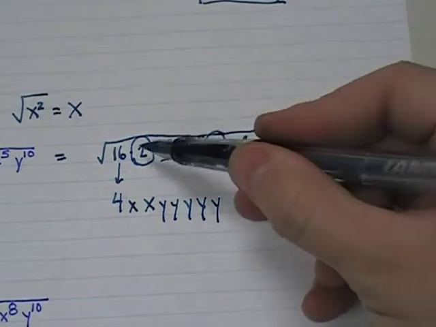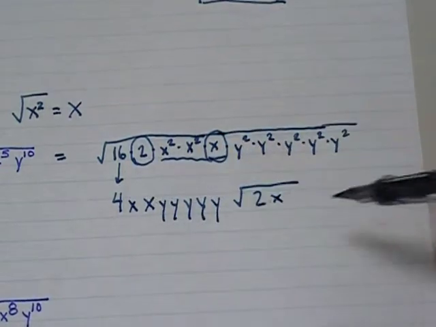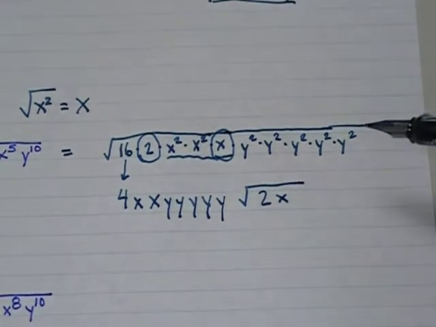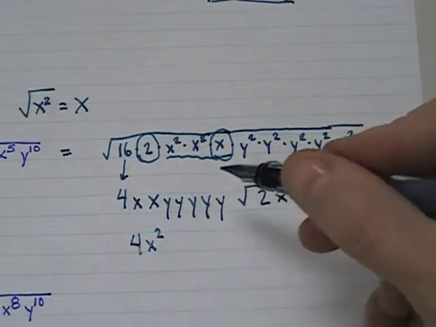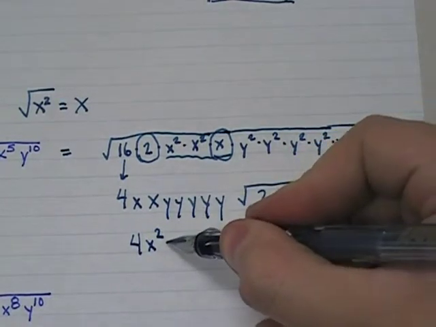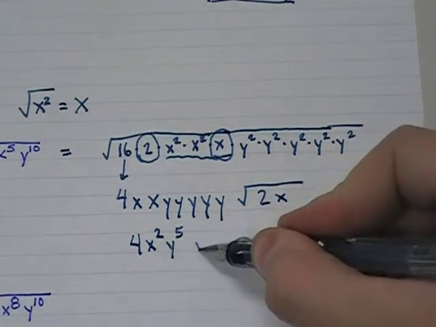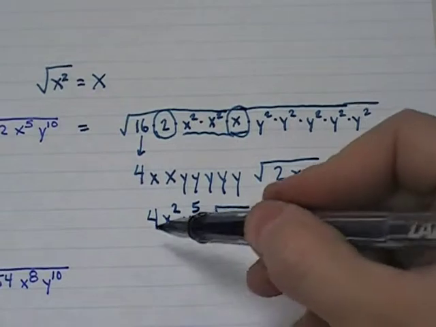What's left in the radical? 2 and x. What's left out is all of this, and I can combine those. X times x is x squared. Y times y times y times y times y is y to the 5th. And that would be your answer.